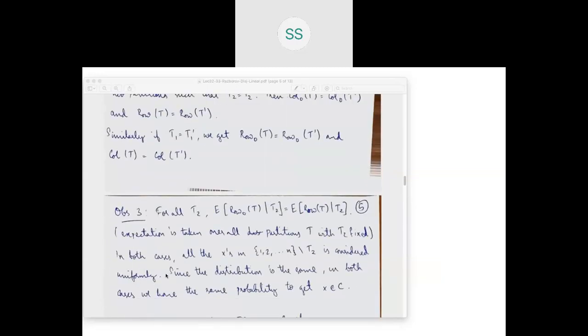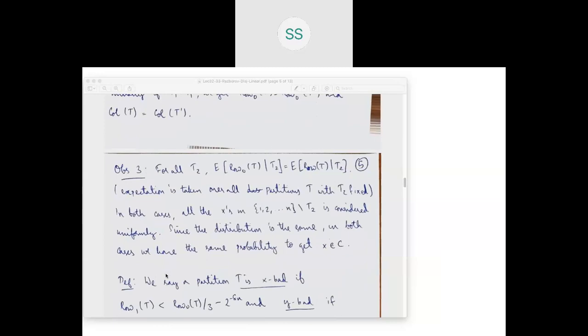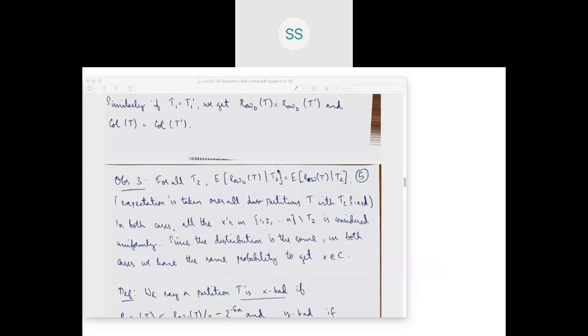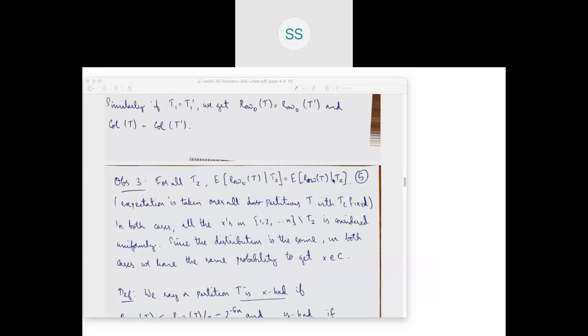The third observation is that for all T2, let's say we fix a T2, then the row 0 of T given T2 is equal to the expectation of row 0 of T given T2. So what I mean here is the expectation over all the row 0 of T such that T2 is fixed. This is equal to the expectation of all the row of T given T2 is fixed. So why is this the case? Both places I am taking the expectation with a fixed T2.